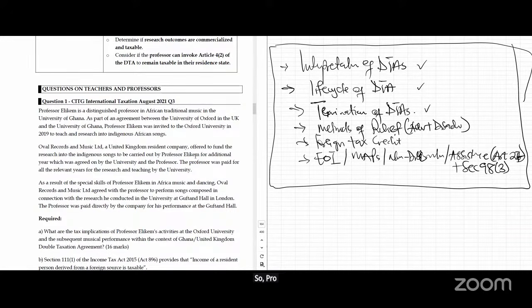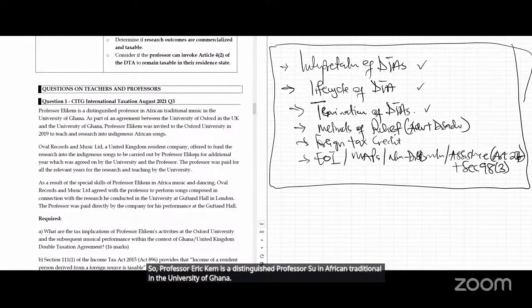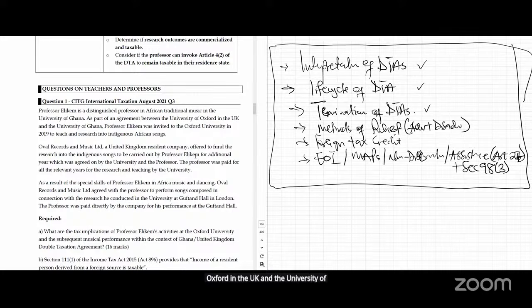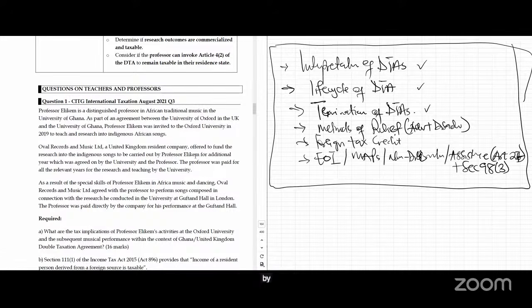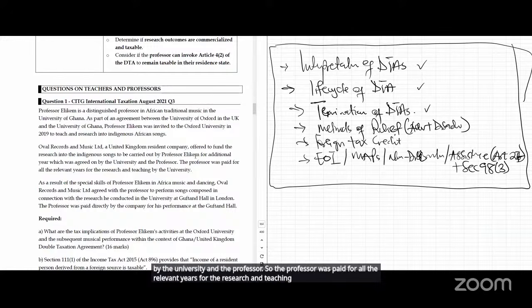Professor Elikem is a distinguished professor in African traditional music at the University of Ghana. As part of the agreement between the University of Oxford in the UK and the University of Ghana, Professor Elikem was invited to Oxford University in 2019 to teach and research into indigenous Ghanaian African songs. Oval Records and Music Limited, a United Kingdom resident company, offered to fund the research into indigenous songs to be carried out by Professor Elikem for an additional year, which was agreed by the university and the professor. The professor was paid for all the relevant years for the research and teaching by the university.